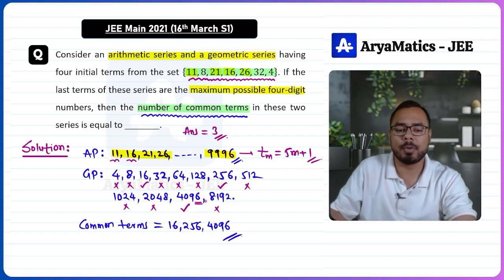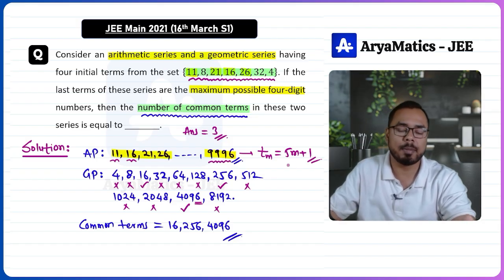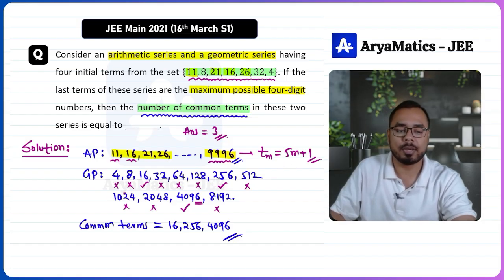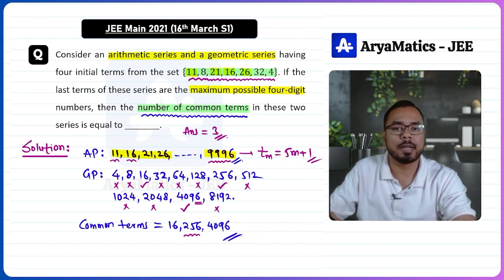So in this problem, the important trick was to write all the terms of the GP. In the AP, we have numbers of the form multiple of 5 plus 1. Now identify what are the terms in the GP which are a multiple of 5 plus 1, or which have unit digit as either 1 or 6, right? So these are the 3 common terms, and hence the correct answer for this problem will be 3.